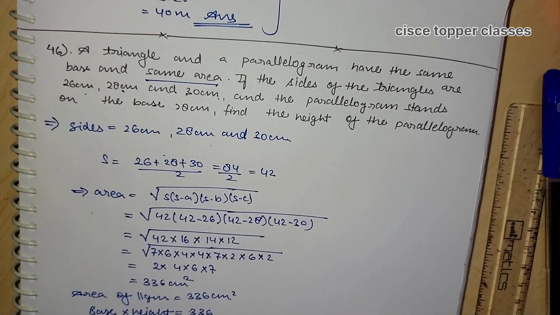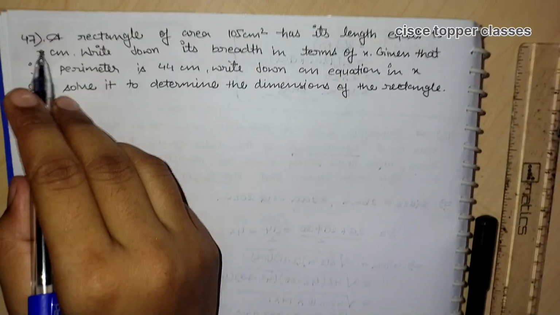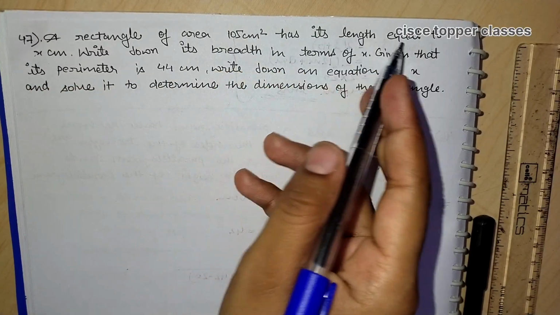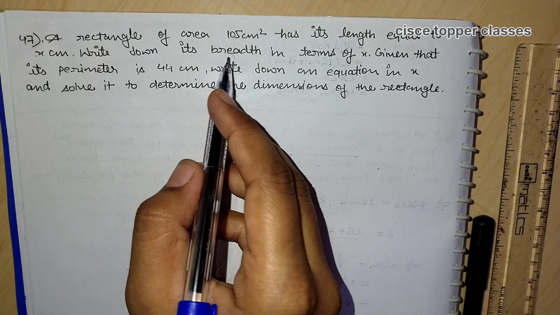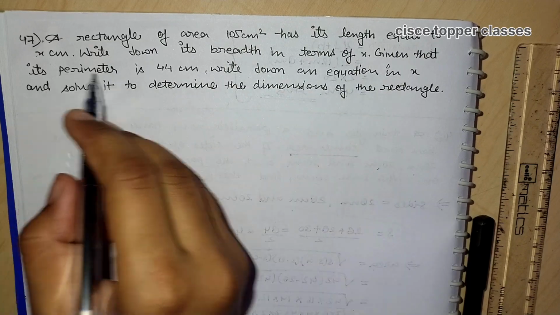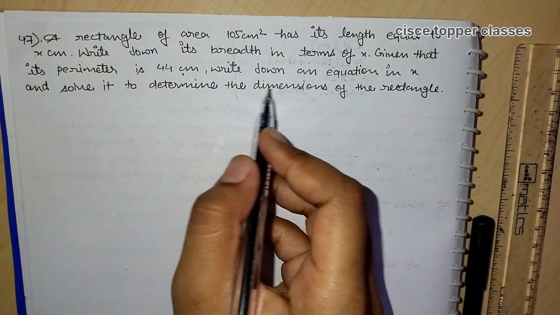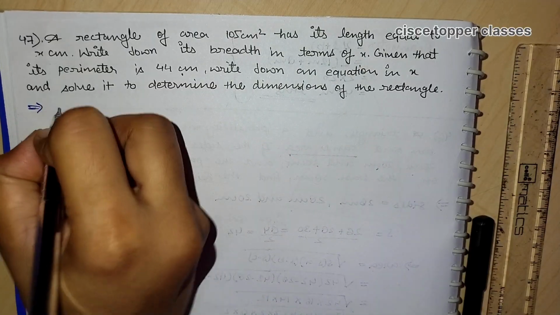This is the solution of 46th question. Now let us solve the 47th question. A rectangle of area 105 centimeter square has its length equal to x centimeter. Write down its breadth in terms of x, given that its perimeter is 44 centimeter. Write down an equation in x and solve it to determine the dimensions of the rectangle.